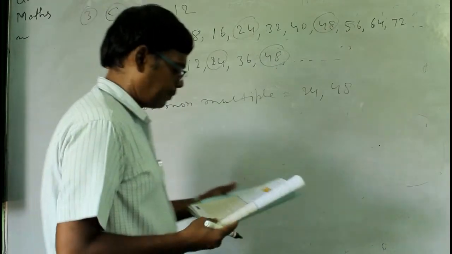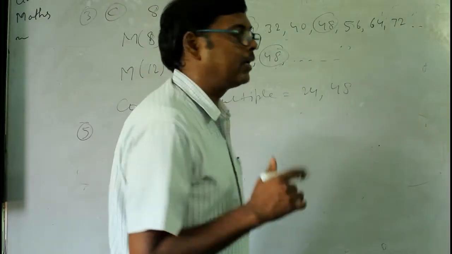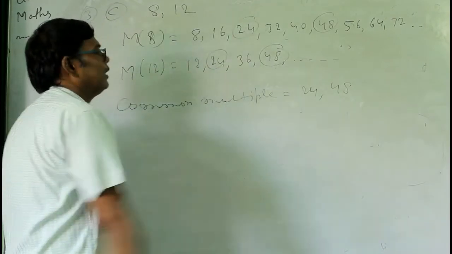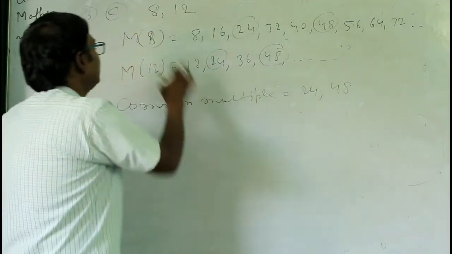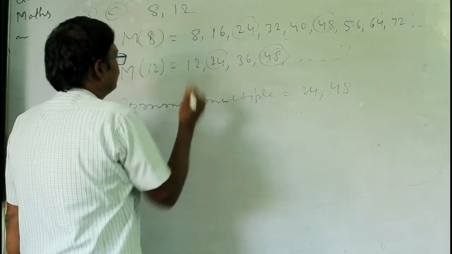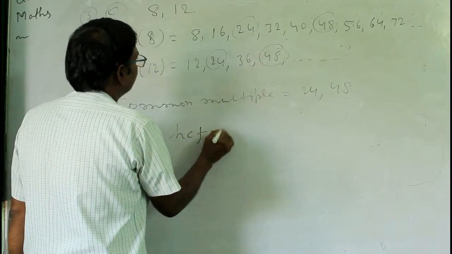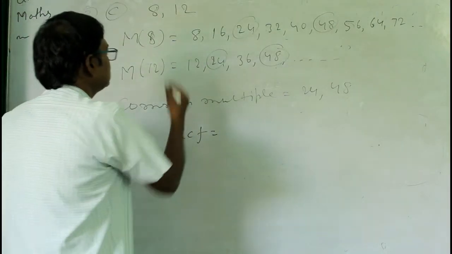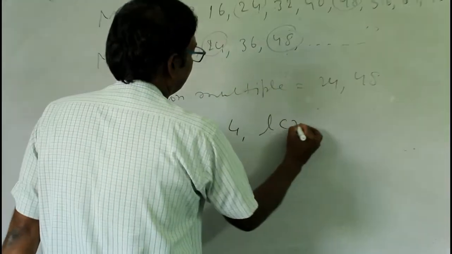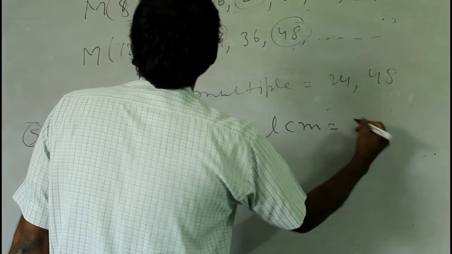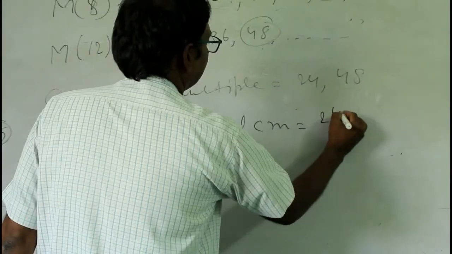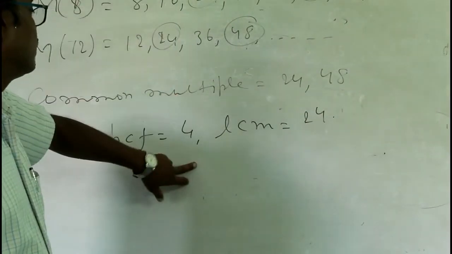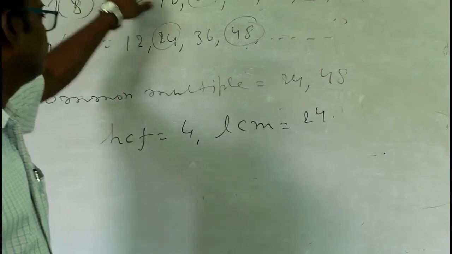So here there is a property, a formula, like if you are given any 2 numbers. Suppose here you have 8 and 12. If you find the HCF of these 2 numbers, it will be 4, and if you find the LCM of these 2 numbers, it will be 24.